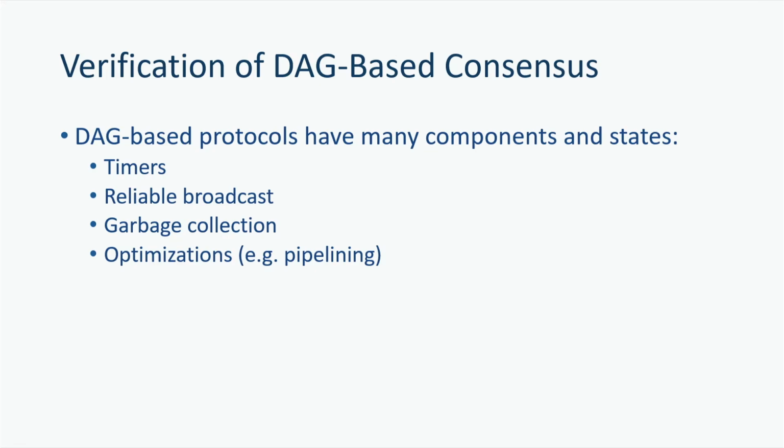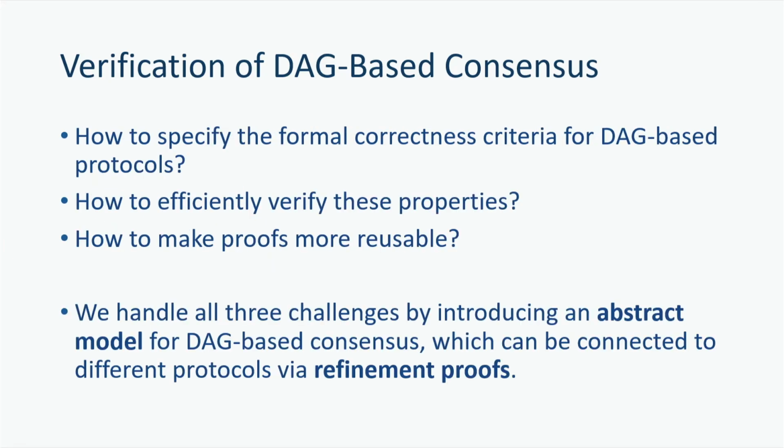Now, DAG-based protocols use a lot more different components, and they have different states, such as timers, reliable broadcast, and other optimizations. So it's probably not a good idea to directly try to model every piece of detail of these protocols. So we ask, how can we abstractly specify the formal correctness criteria for these new protocols? How can we efficiently verify these properties for the new protocols? And how to make these proofs more reusable?